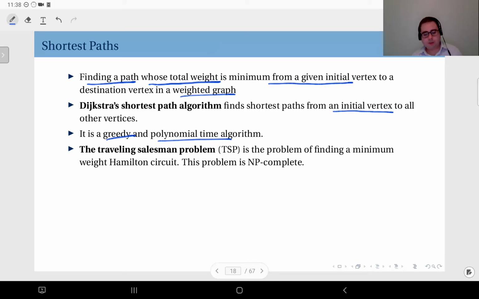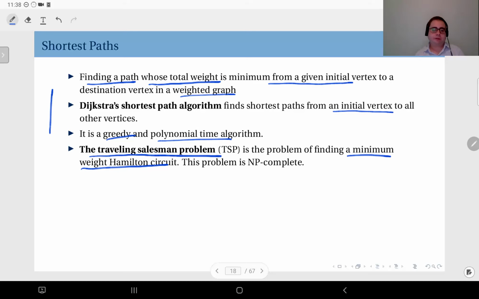However, when you consider the minimum weight Hamilton circuit problem, that's a different story, because the earlier problem is different: from one initial vertex to a destination vertex, find the path so that the total weight of the path is minimized. But if you want your path to pass through every vertex, now that defines a minimum weight Hamilton circuit, and this is called the traveling salesman problem, TSP in short.